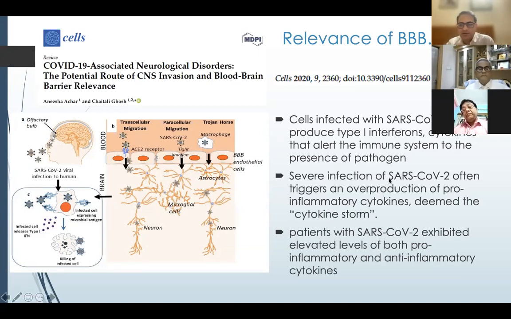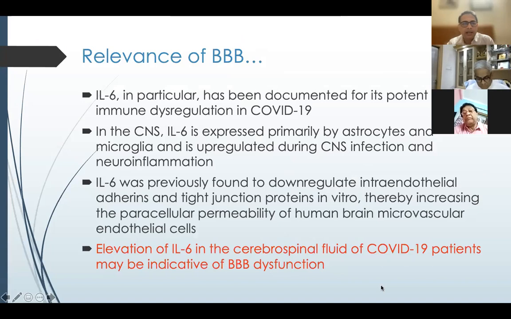Now, severe infection with SARS-CoV-2 often triggers an overproduction of pro-inflammatory cytokines, which we call a cytokine storm when they are overwhelming. Patients with SARS-CoV-2 exhibited elevated levels of both pro-inflammatory and anti-inflammatory cytokines. This is an illustration of that. Now, interleukin-6 in particular has been documented for its potent role in immune dysregulation in COVID-19. In the central nervous system, IL-6 is expressed primarily by astrocytes and microglia and upregulated during CNS infections and neuroinflammation.